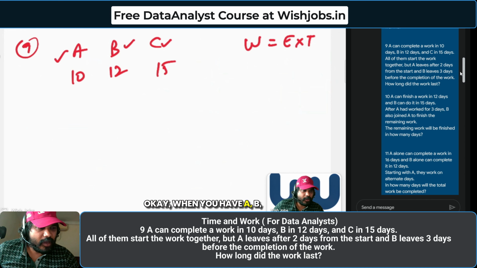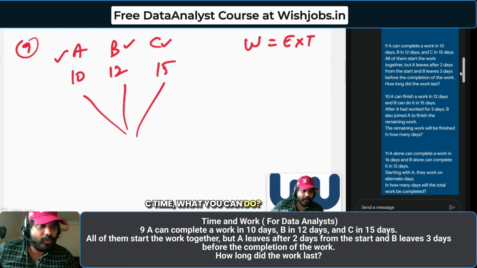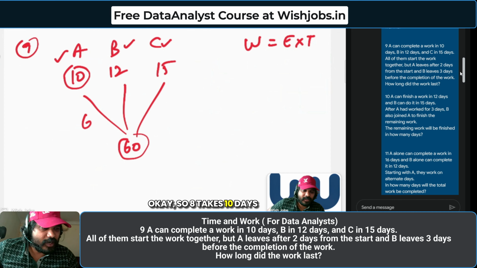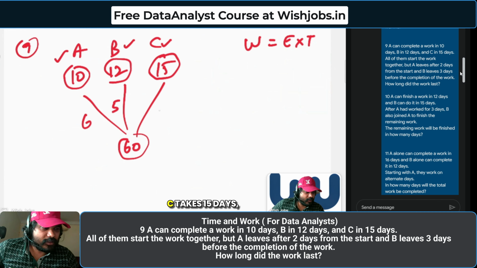When you have A, B, C time, you can just take the LCM and find out the work done. 10, 12, 15, work done would be 60. So A takes 10 days and the work done is 60, the efficiency would be 6. B takes 12 days, the work done is 60, the efficiency would be 5. C takes 15 days, the work done is 60, the efficiency would be 4.